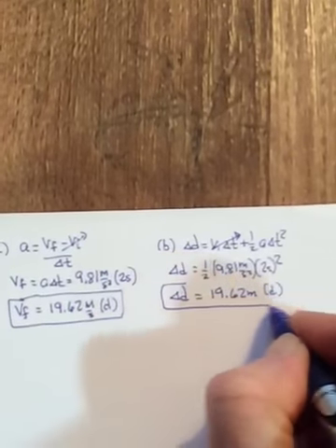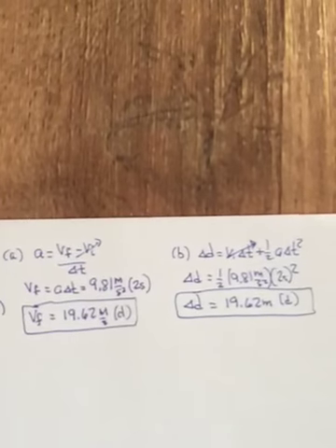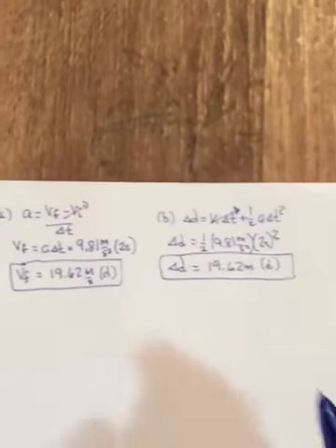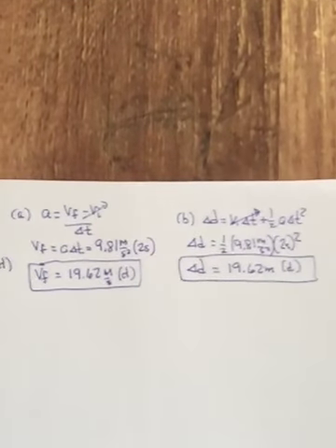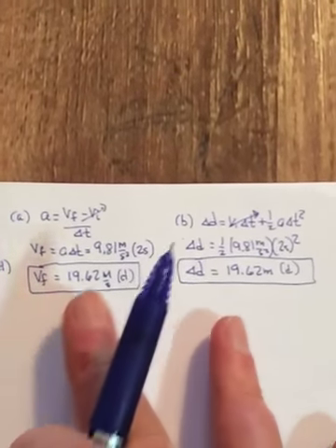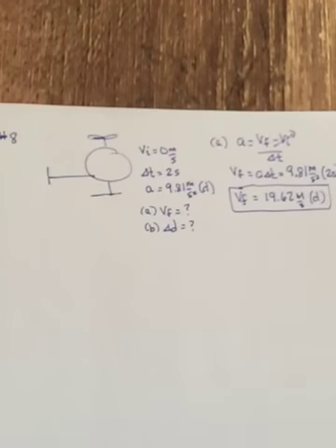Now, it's a coincidence here that they're the same. Well, a coincidence because the time is 2 seconds. Because when you square 2 and take half of it, you end up back at 2. But if it was 3 seconds or 4 seconds, these two values wouldn't be the same. Okay, so that's number 8.